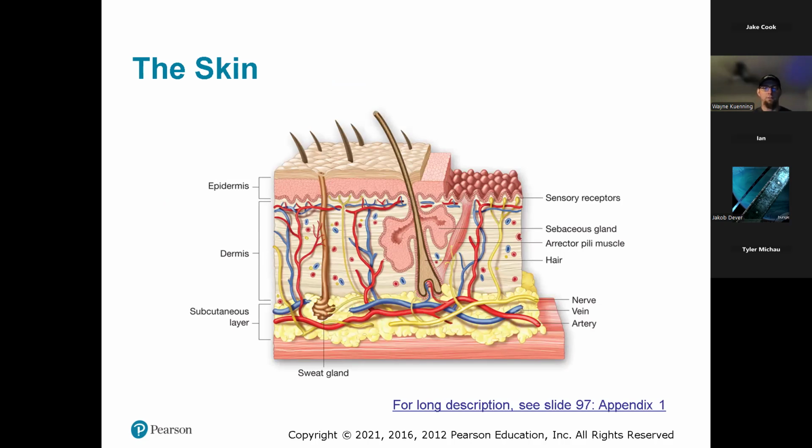Hair follicles reside in the dermis, right there at the very base of the dermis, but they're there. And then the subcutaneous layers, that's where your sweat glands are, and that's where your nerves, veins, and arteries are, and then also the lymph nodes live in the subcutaneous layer as well.